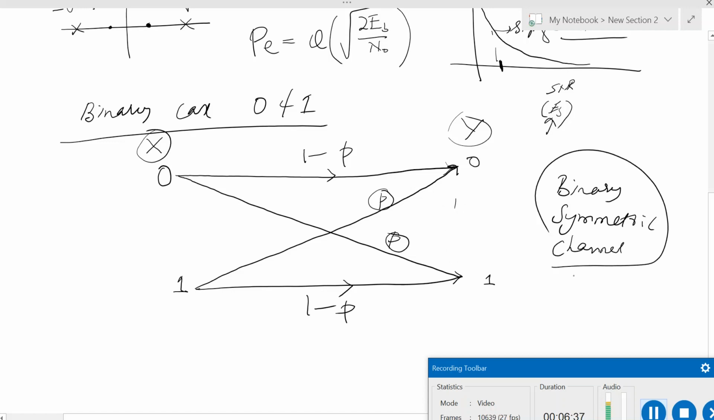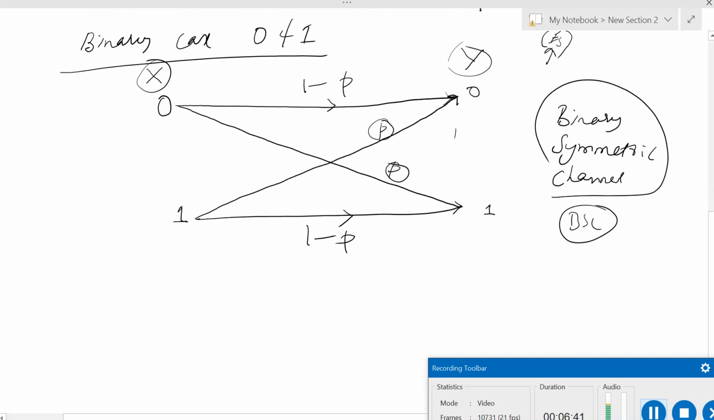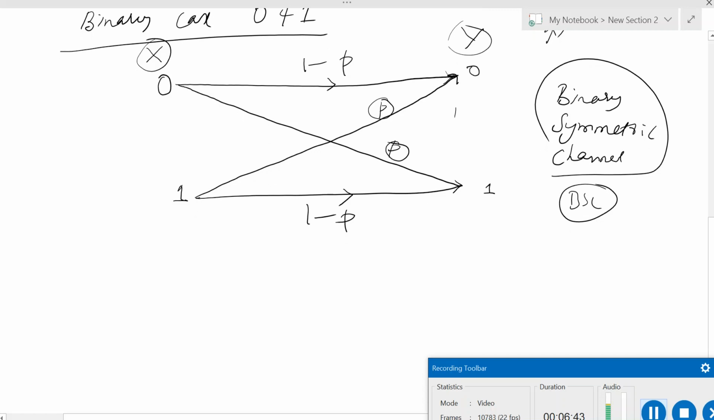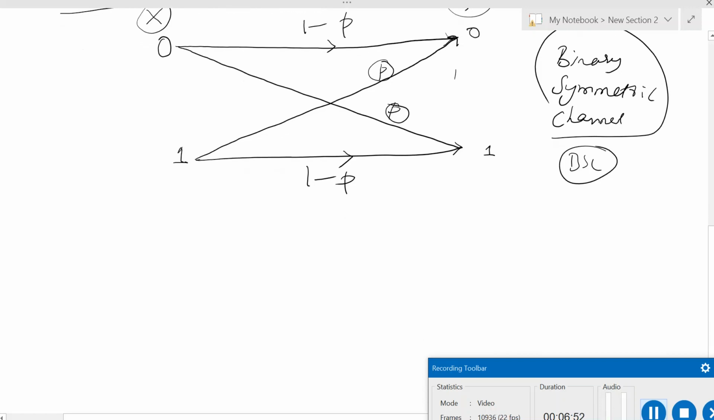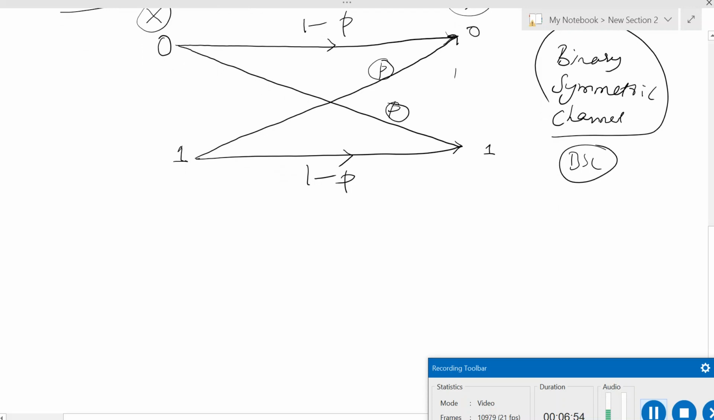This is the best model. BSC is the best model. In fact, you can even compute its capacity easily. I have shown you all the bits and pieces to compute that. Now, we are worried about another thing. How can we reduce the error?